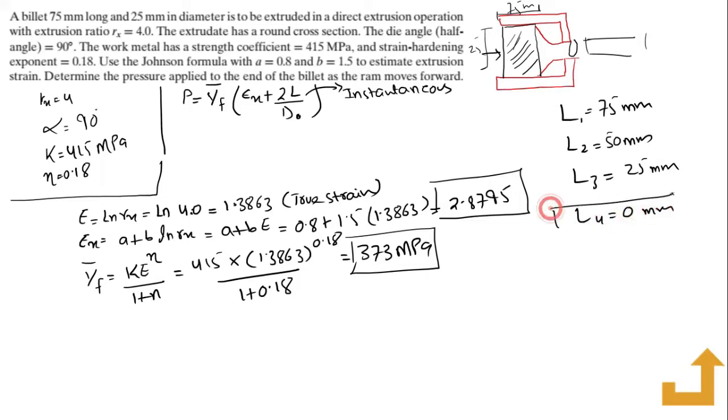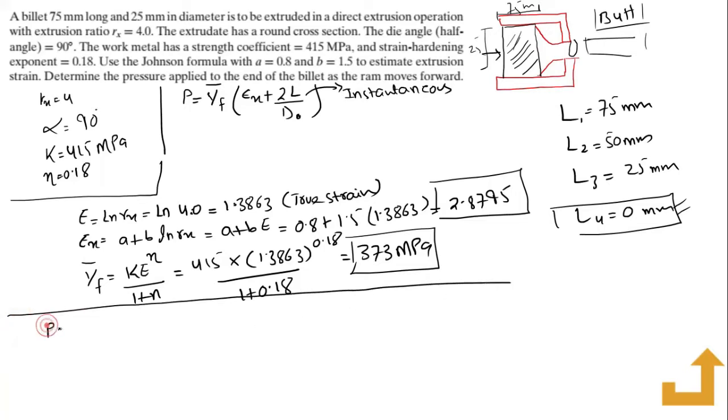Although in reality it won't happen, because we have studied that even towards the end of the extrusion operation, there will be some amount of material left within the container, and that is known as butt. If you see the initial discussion of the extrusion process, we have to find out the pressure at each of these lengths.